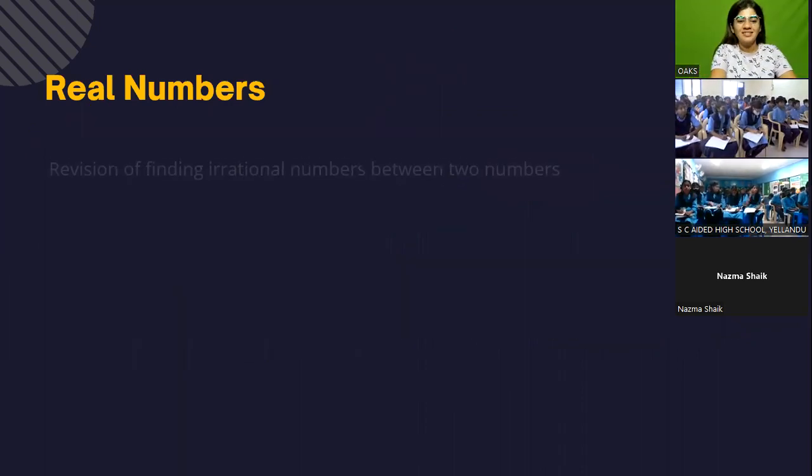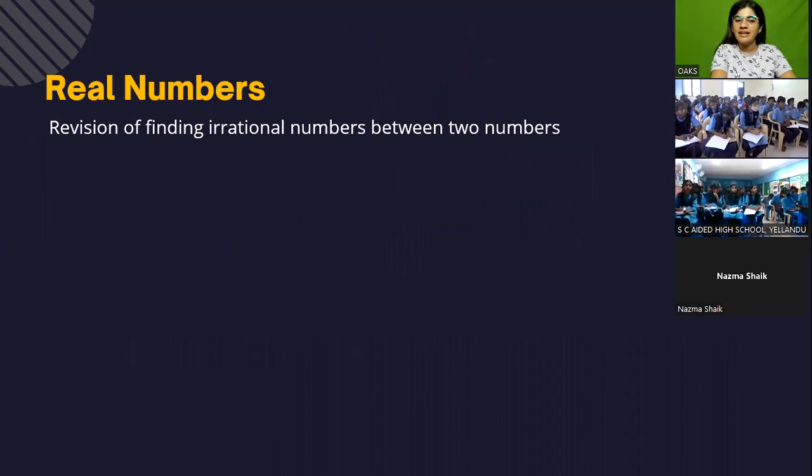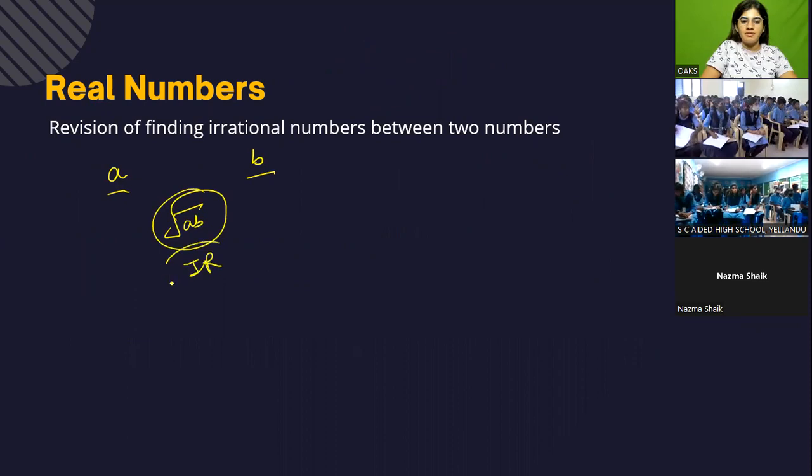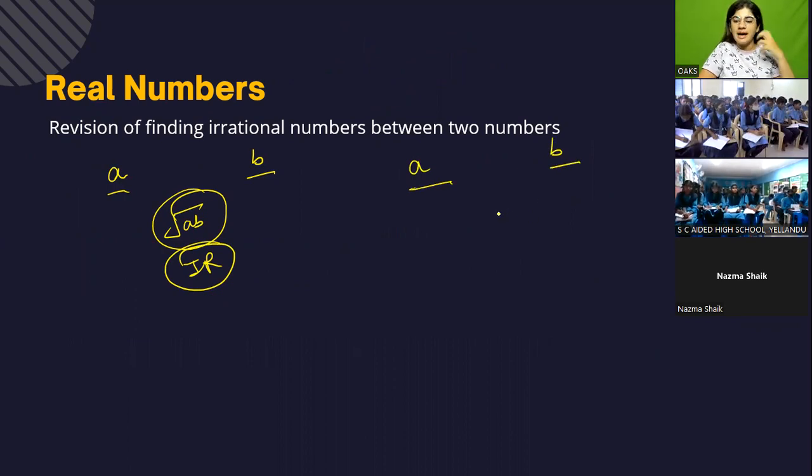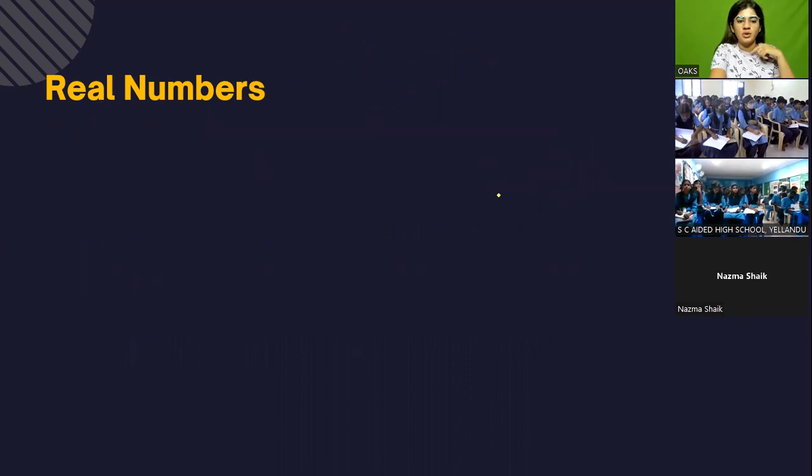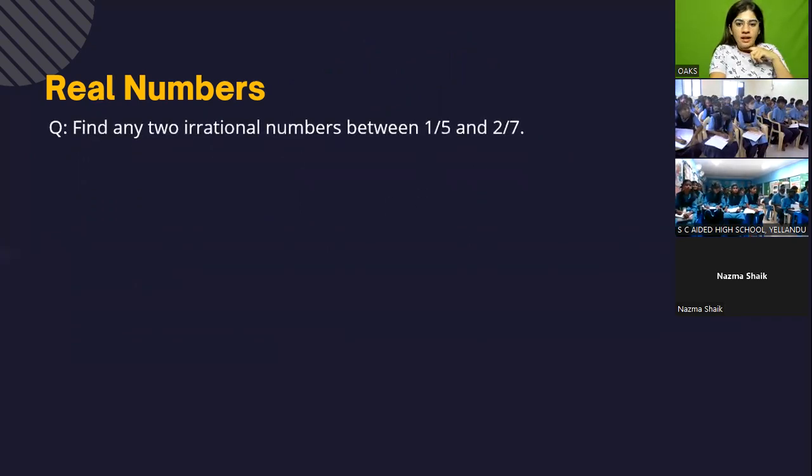Okay. So moving forward. Now, revision of finding irrational numbers between two numbers. What was that? If I have A and B as two numbers, root AB will be my irrational number, if I just have to find one irrational number. And if I have to find more than one irrational number, I'll use the definition part. So I'm giving you a question. Find any two irrational numbers between 1 by 5 and 2 by 7.